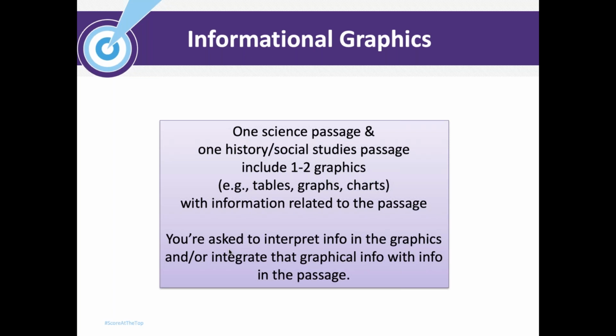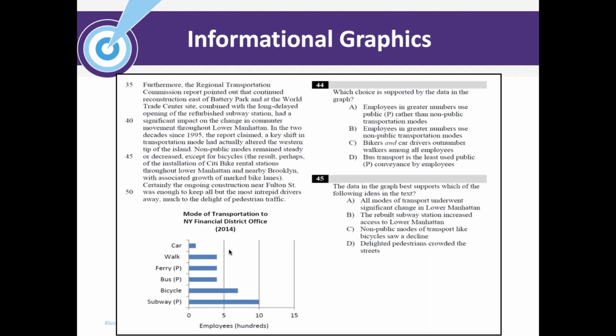And the good news is the questions for the graphs, the visual text, tend to come at the very end. So they will be the final questions for the passage. So you won't see them first or mixed in the middle. So here's what something might look like here. If you look at the 2 samples, we see this is an essay about regional transportation, probably one of those contemporary social sciences. We see the graph there about mode of transportation to the New York Financial District Office. And then we're going to see 2 questions.